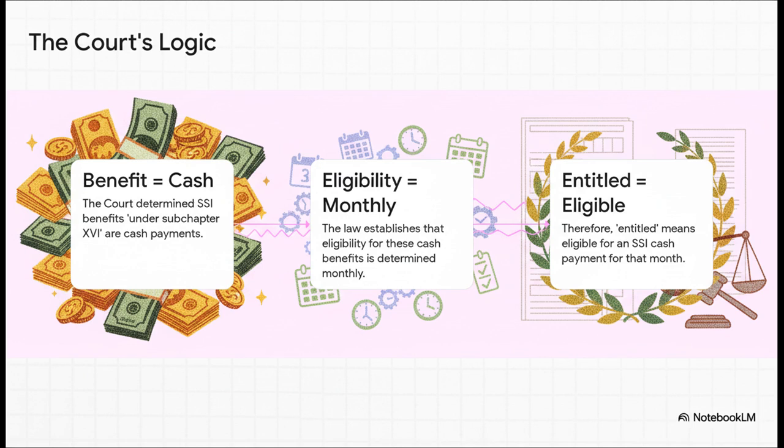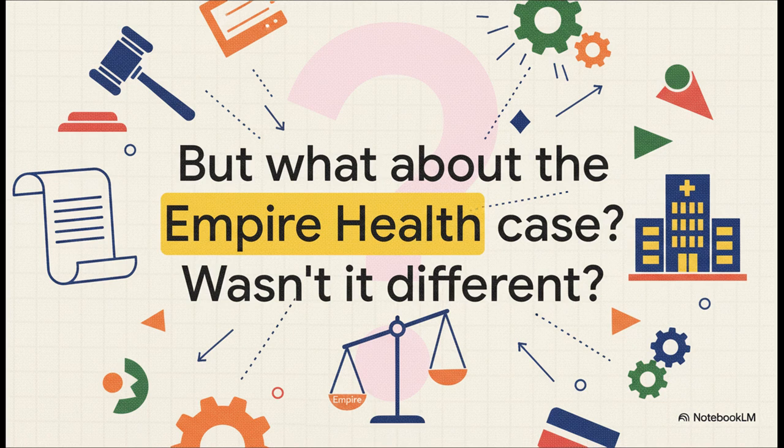But wait a minute, the hospitals had what they thought was a killer counterargument. They pointed to another case from just a few years back, Empire Health, where the court seemed to rule the exact opposite way on a very similar sounding phrase. They basically said, hey, you can't have it both ways. So how did the court square that circle?